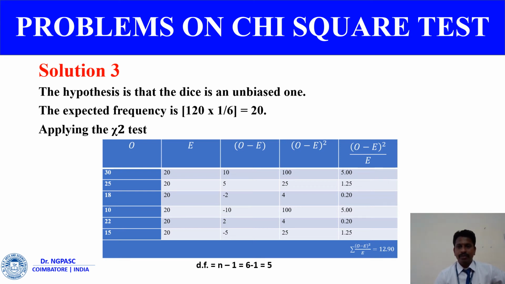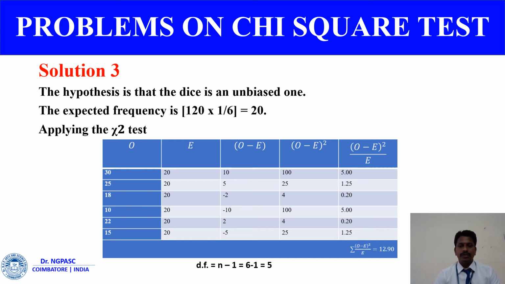Next, to calculate observed frequency minus expected frequency whole square by E. 100 divided by 20 equal to 5. 25 divided by 20 equal to 1.25. 4 divided by 20 equal to 0.20. 100 divided by 20 equal to 5. 4 divided by 20 equal to 0.20. 25 divided by 20 equal to 1.25. Next, to calculate the sum of all values. Summation of observed frequency minus expected frequency whole square by E equal to 12.90.